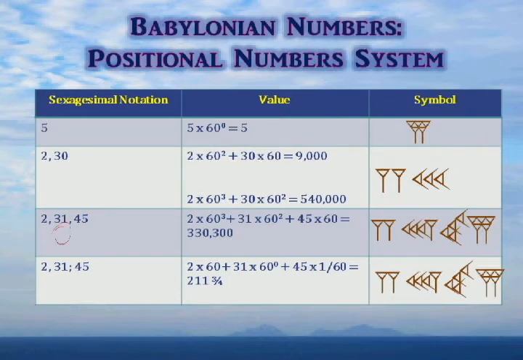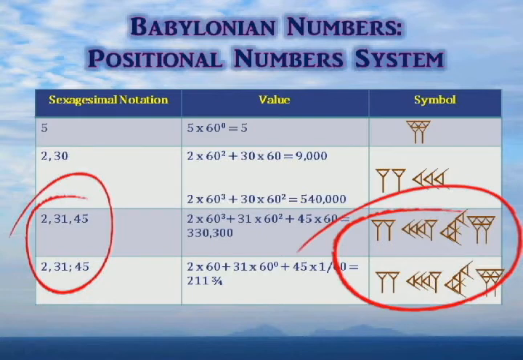Consider the sexagesimal notation for 2,31,45 and 2,31,45. Both notations have different values, but the symbol is similar. So, in Babylonian numbers, it could be ambiguous.